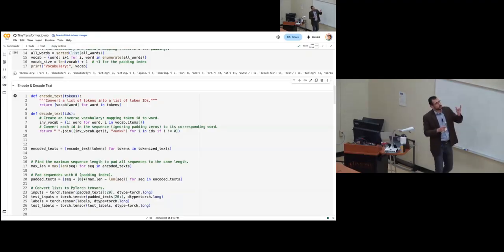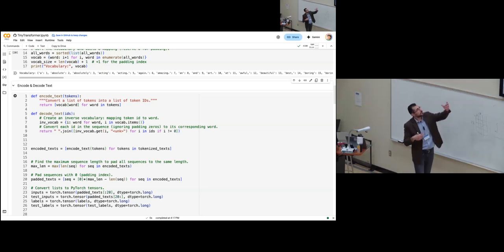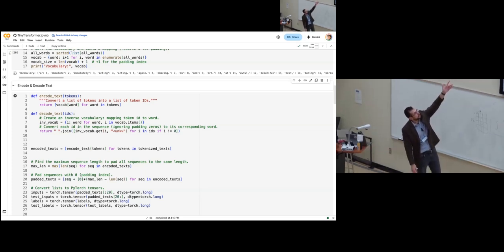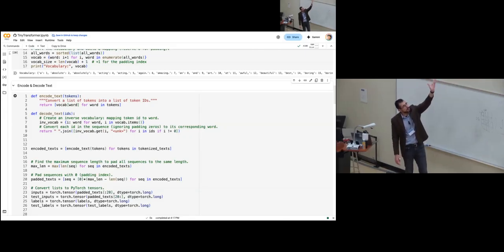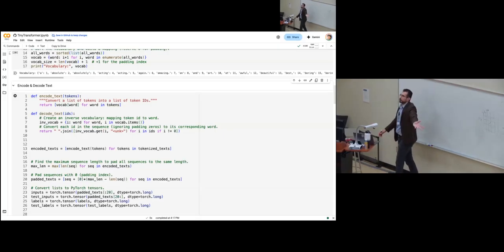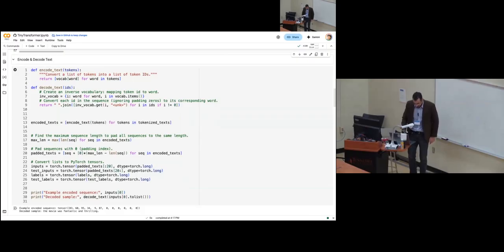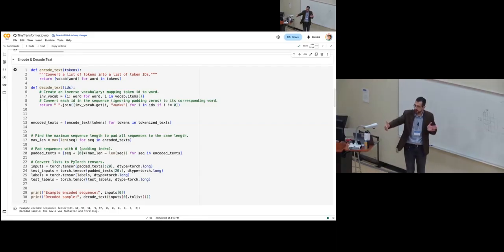Then, of course, I need to be able to go from text to integer, and from integer back to text. This is what I'm calling encode text and decode text. It simply looks at that vocabulary. It's a hash table that sends the word to the integer, and another hash table that gives you the word from the integer. So that's all there is. Because I want to train this efficiently, I'm going to use a fixed context length, and I'm going to make that context length the maximum length in my training data. And if there are smaller reviews, I'm simply going to pad them with 0.